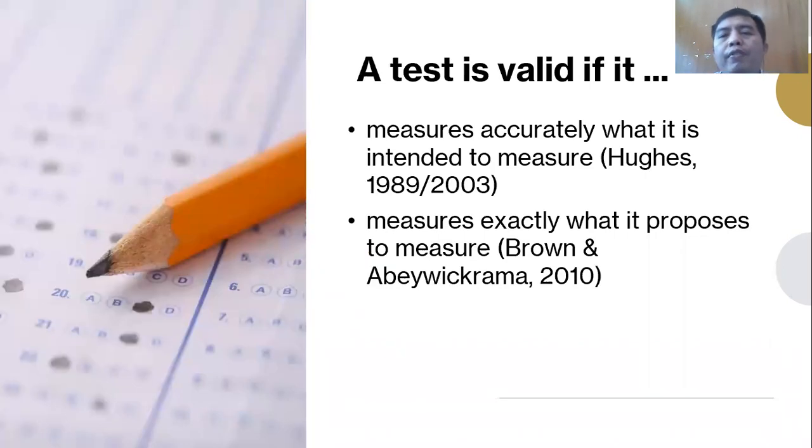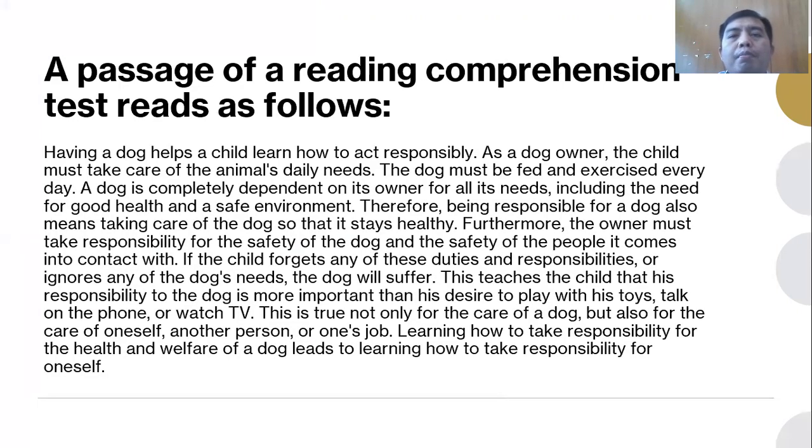So what is it meant to be valid? A test is said to be valid if it measures exactly, accurately, properly what it is intended to be measuring. To understand this concept, I will use this example. So here's an example of a reading comprehension test. If you have time to pause this video and read the passage, please do. But I will just go on with my talk.